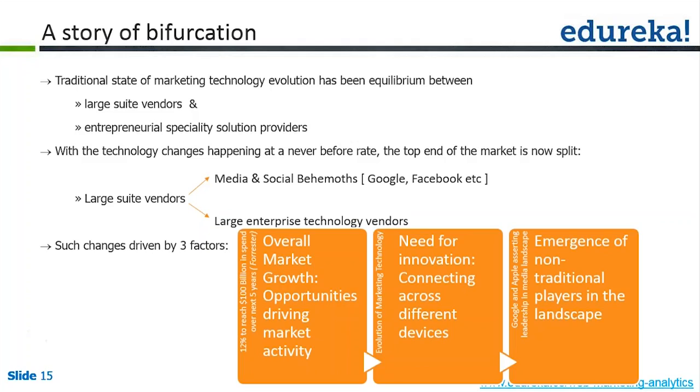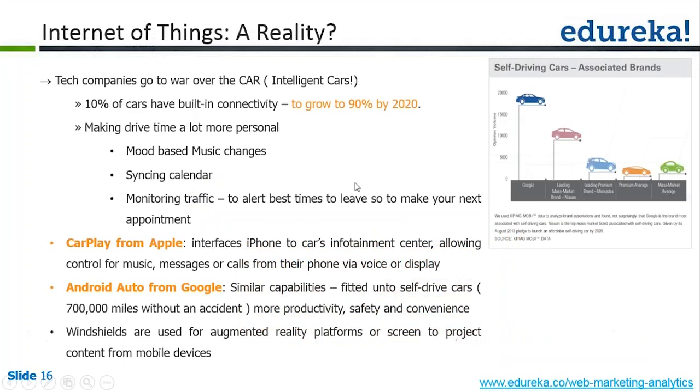One is the fact that obviously the market is growing at a tremendous rate, right? So Forrester claims that the growth is about 12%, and the whole marketing spend is going to hit 100 billion over the next 5 years. So that's a tremendous opportunity. And as I said from the previous trend in terms of the cross-channel experiment, there is a need for innovation to connect between different channels and different devices, right? So there is an evolution happening. And the third, the most interesting factor, is the emergence of the non-traditional players, right? And this is going to be clear with this specific example around the Internet of Things, right?